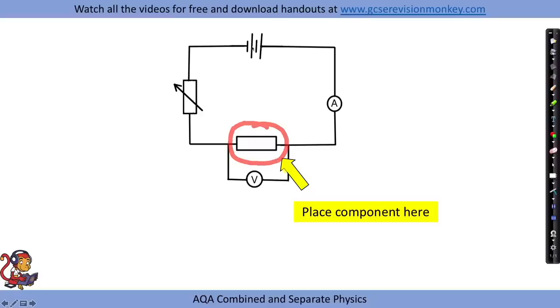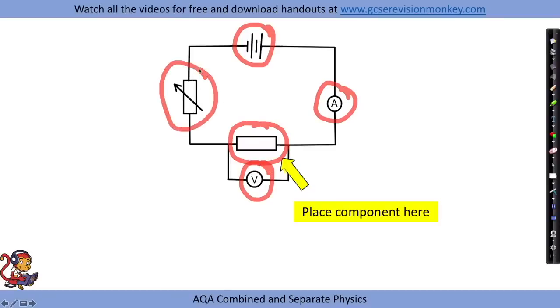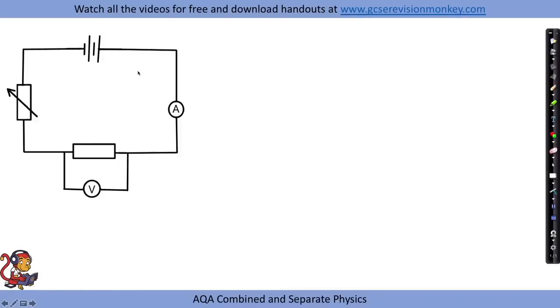So we set up a basic circuit with either some cells or a battery, an ammeter to measure current, a voltmeter to measure potential difference, and this component here is a variable resistor. This allows us to change the resistance of the circuit and therefore the current. So we're going to start off by looking at a circuit to draw an IV graph for a resistor.